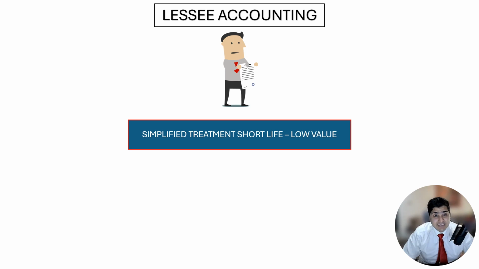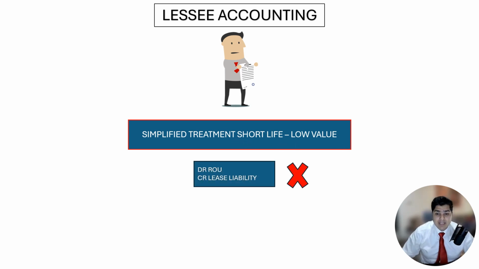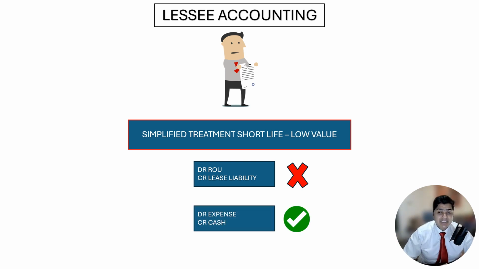Lessee does have a simplified option to record the lease in their financial statements if the lease contract is either short life or low value. In this case, entity does not have to record an ROU and a lease liability. Instead, they can just record the lease payments on a straight line basis with debit expense and credit cash.